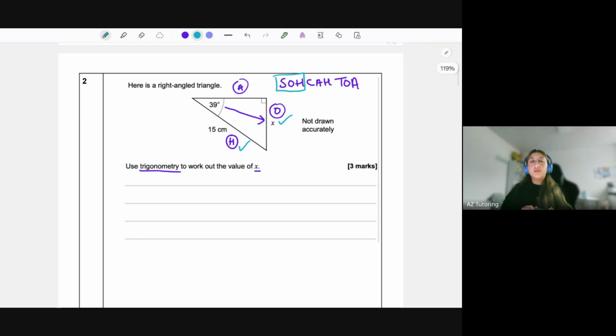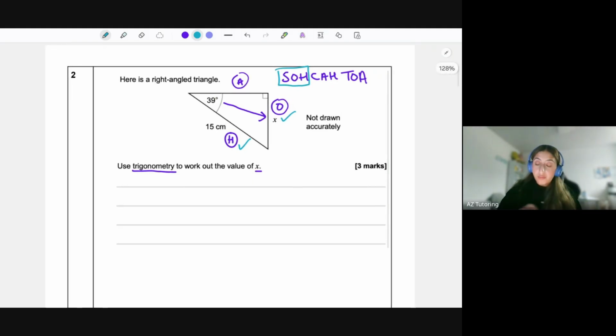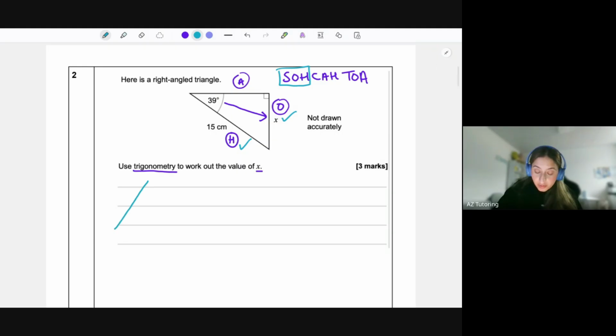And students always get confused with rearranging. So I always say to them, draw the triangle out, and that way you can see what you're finding out. So the triangle is sine of x is opposite divided by hypotenuse. And remember, x is always your angle. Your angle always goes next to your trig values.